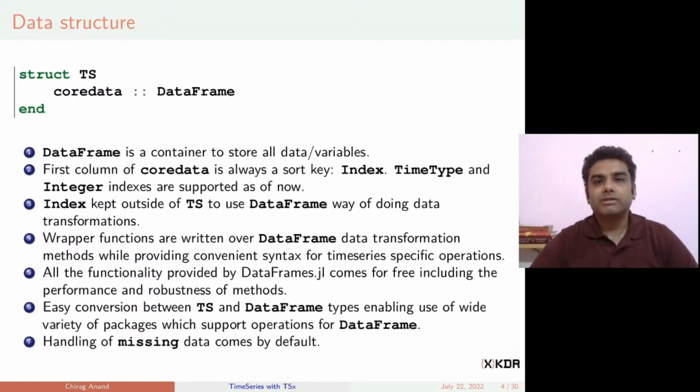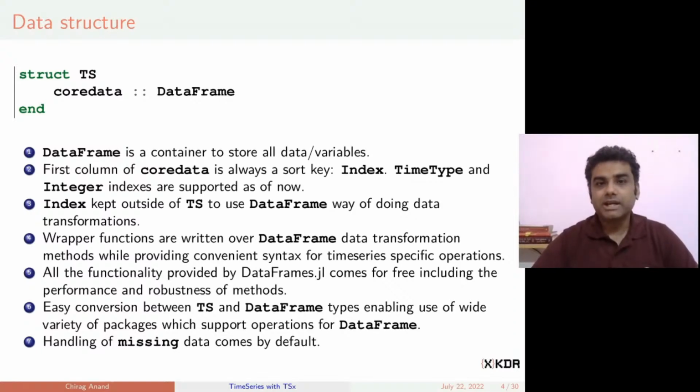As you can see, the primary data structure is called TS, and there is only one property of this structure, its core data, which is nothing but a data frame. We settled on using a data frame at the core of TSX because DataFrames.jl is one of the most widely used mature packages out there. It's well tested and provides all the functionality which is probably needed for doing all kinds of time series operations.